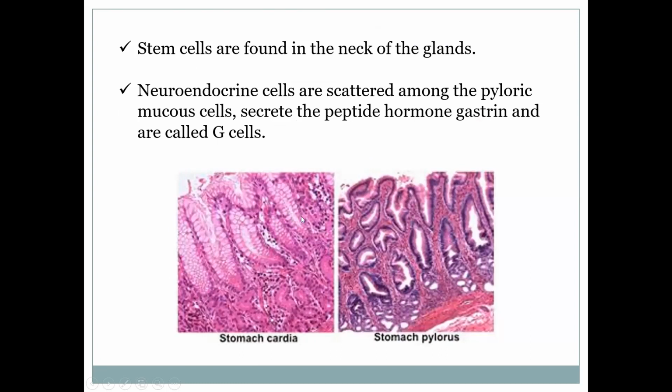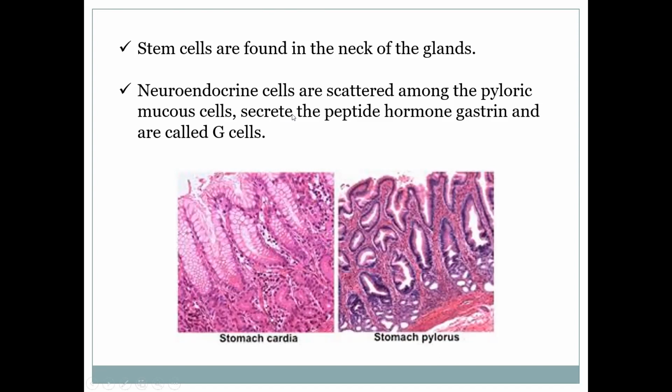So in this picture, you can clearly see the difference of the stomach cardiac area and the stomach pyloric area structure. In the pyloric area, you can see neuroendocrine cells also. They are scattered among the pyloric mucus cells.